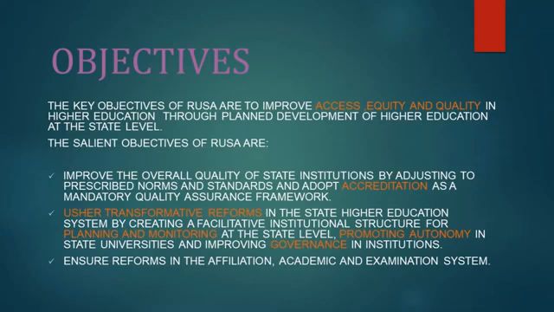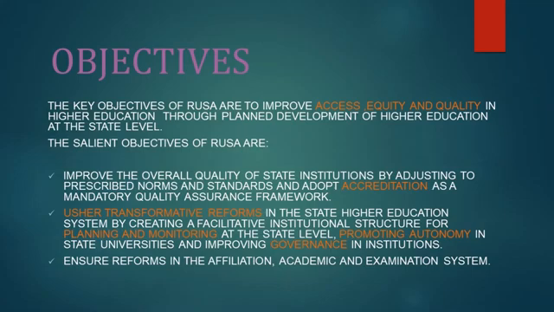Usher transformative reforms. There are 3 points here. Firstly, by creating a facilitative institutional structure for planning and monitoring at the state level. So planning and monitoring is going on at the state level. Second is promoting autonomy in state universities. And third is improving governance in institutions.